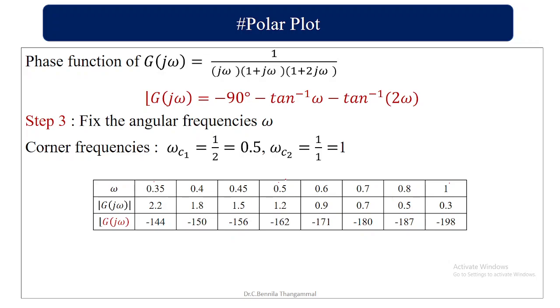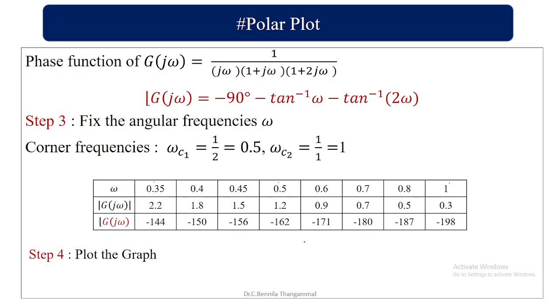With the formula we have formed for the magnitude function, 1 divided by omega square root of 1 plus 5 omega squared plus 4 omega to the power 4, replace omega as 0.35, 0.4, 0.45, and so on, and obtain the magnitude values. And in the phase function, replace omega with the same values and get the angle.